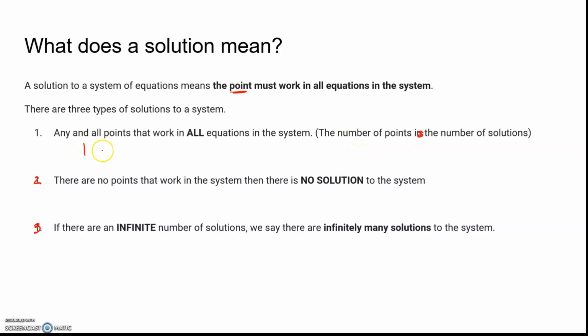So if I have 1 point that satisfies all of my equations, that is 1 solution, right? Where all of my lines meet. If I have 2 points where all of my lines meet, we have 2 solutions, and so on and so forth. If there are no points where your system works, then there is no solution to that system. And if, for instance, God forbid, there are an infinite number of solutions, then we say there are infinitely many solutions to that system.